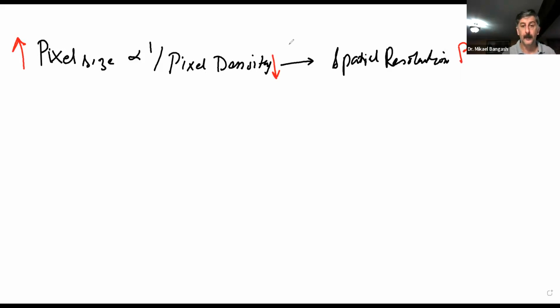Clear? On the other hand, if we have a smaller pixel size, we will have a greater pixel density. And a greater pixel density will lead to a good spatial resolution.